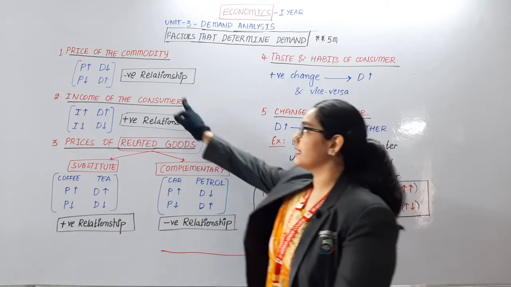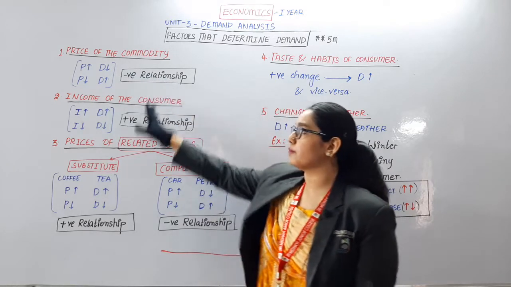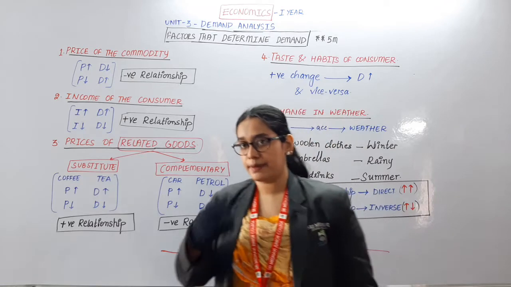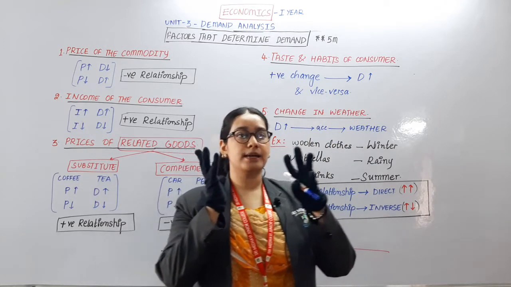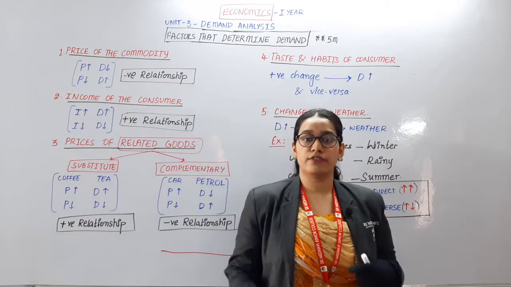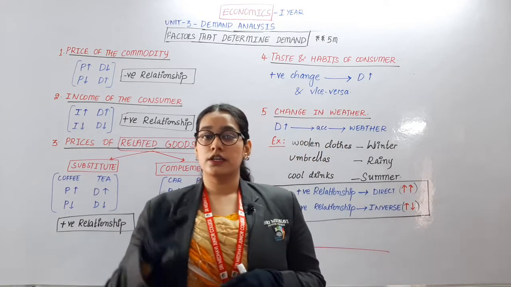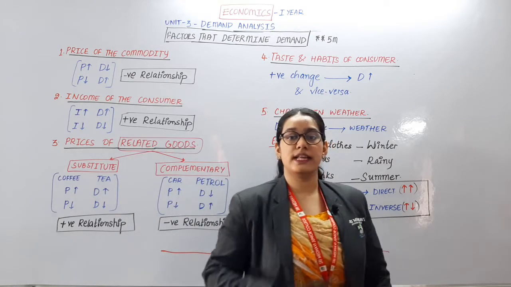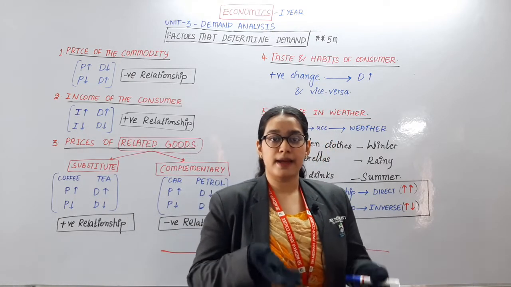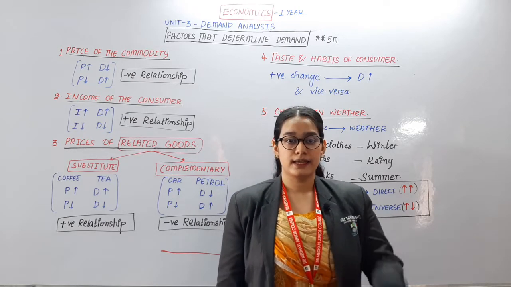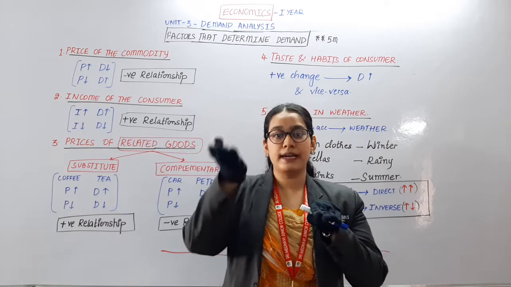The first side heading is price of the commodity. Always keep in mind, whenever there is some offer or there is a sale of 60% off, 80% off, you can observe that most of the public will be coming over there. That means the demand will be more when the price is less. Okay, price is less, demand is more.